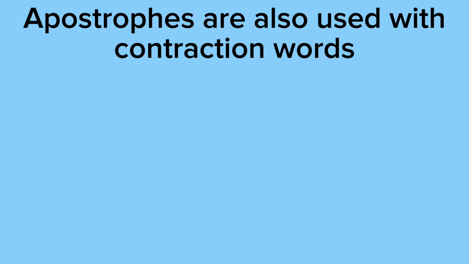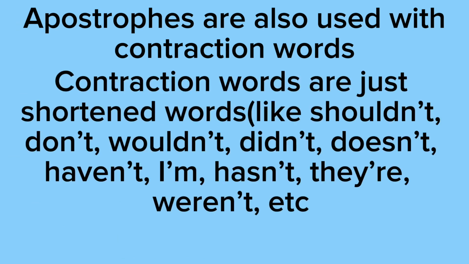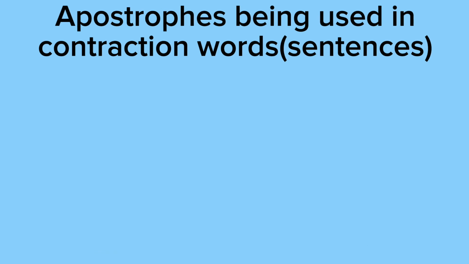Apostrophes are also used with contraction words. Contraction words are just shortened words like shouldn't, don't, wouldn't, didn't, doesn't, haven't, I'm, hasn't, weren't, and so on. In this slide, you'll see apostrophes being used in contraction words.